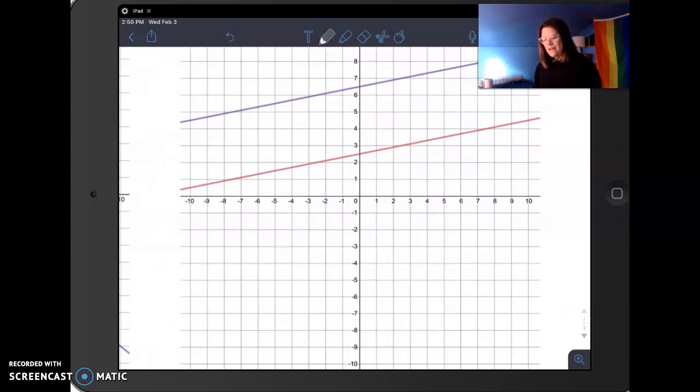Now on this graph, it's kind of a trick question. We don't see where they cross at all.